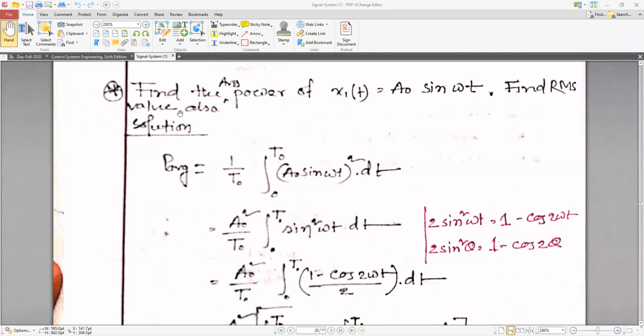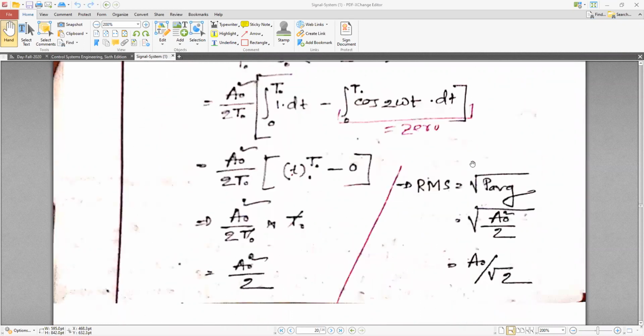So find the average power of x1(t) is equal to A0 sin omega t. Find the RMS value also. See, that is the problem. Find the average power of x1(t). So an equation is given, and you have to find out the RMS value.